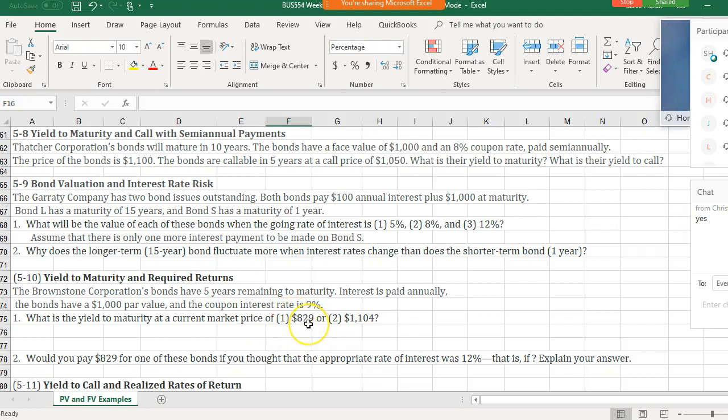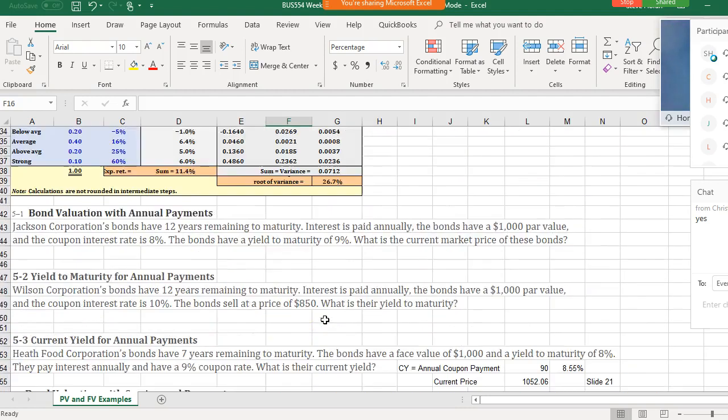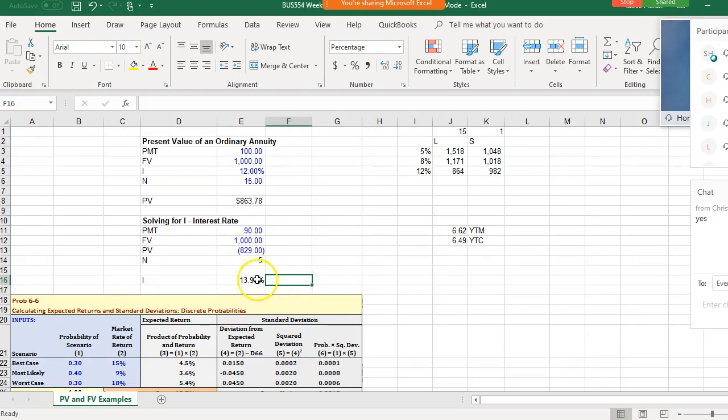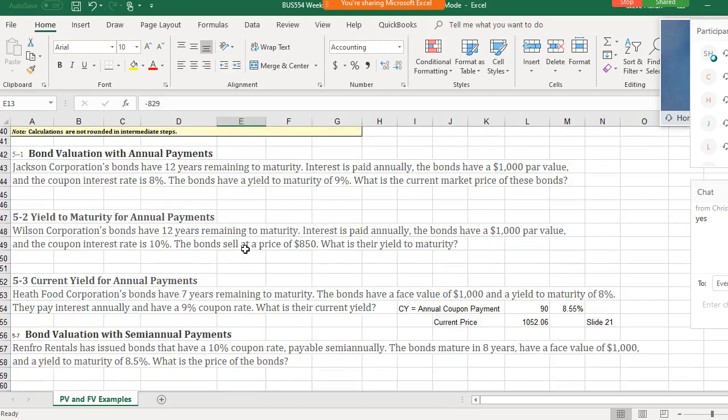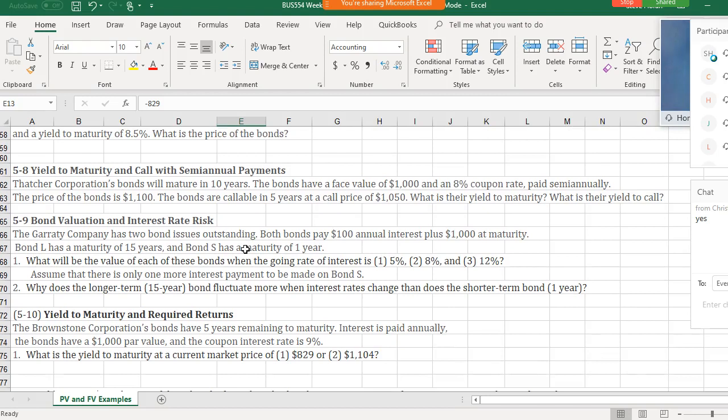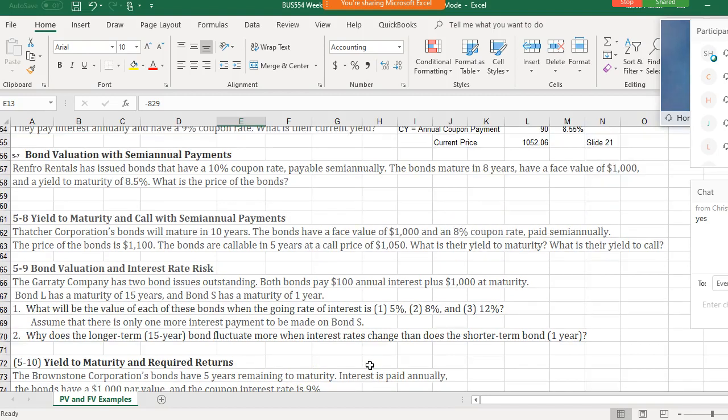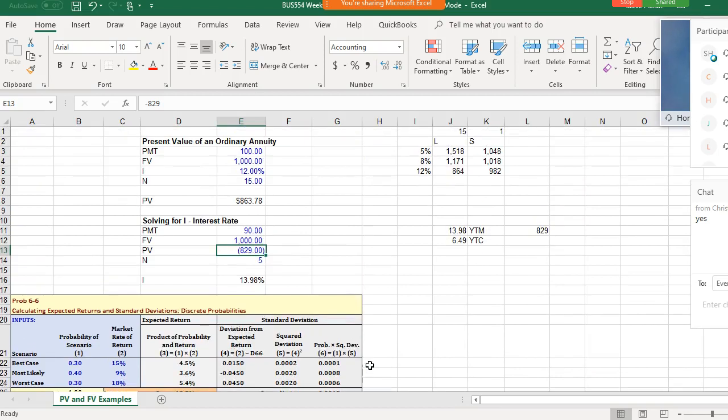So the first part of the question is, what's the yield to maturity at 829? So at 829, yield to maturity is 13.982. Okay, so I'm going to plug that number right here and go 13.98, and that was at a price of 829. Okay, let's do the same thing, only now the price of the bond, let's go back and take a look at that again, is higher. It's 1104. Let's plug in that new number. So minus 1104. Okay, and I get 6.5. 6.5 when the price is 1104.